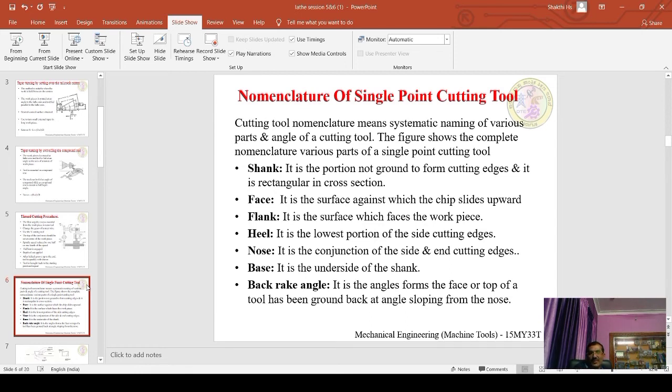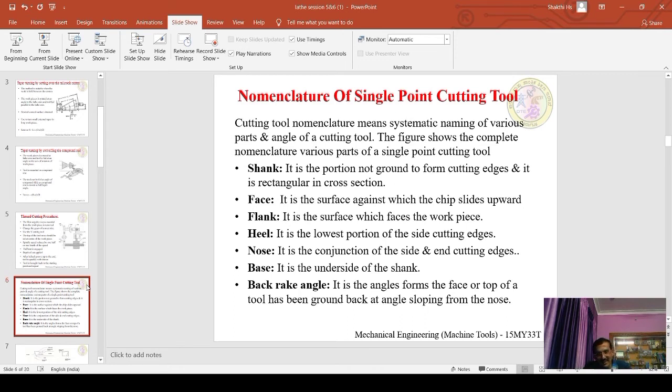The next one is the face. It is the surface against which the chip slides upward. The next one is the flank. It is the surface which faces the workpiece. The next one is the heel. It is the lowest portion of the side cutting edge. The next one is the nose. It is the junction of the side and the end cutting edges.